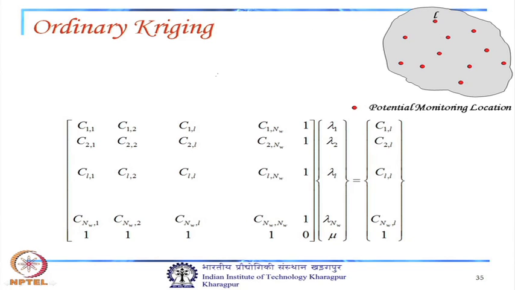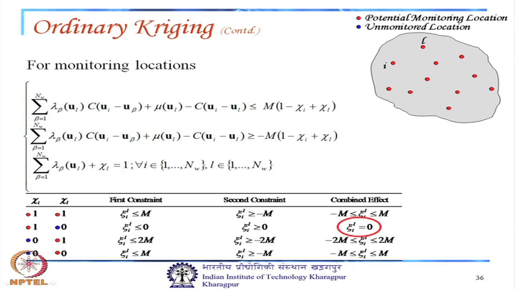For ordinary kriging, these are the potential monitoring locations. If a location is monitored, then this part is not required; lambda is basically 0. Based on whether it is a potential monitoring location or an unmonitored location, we can use the big M method to write our original kriging equation like this.